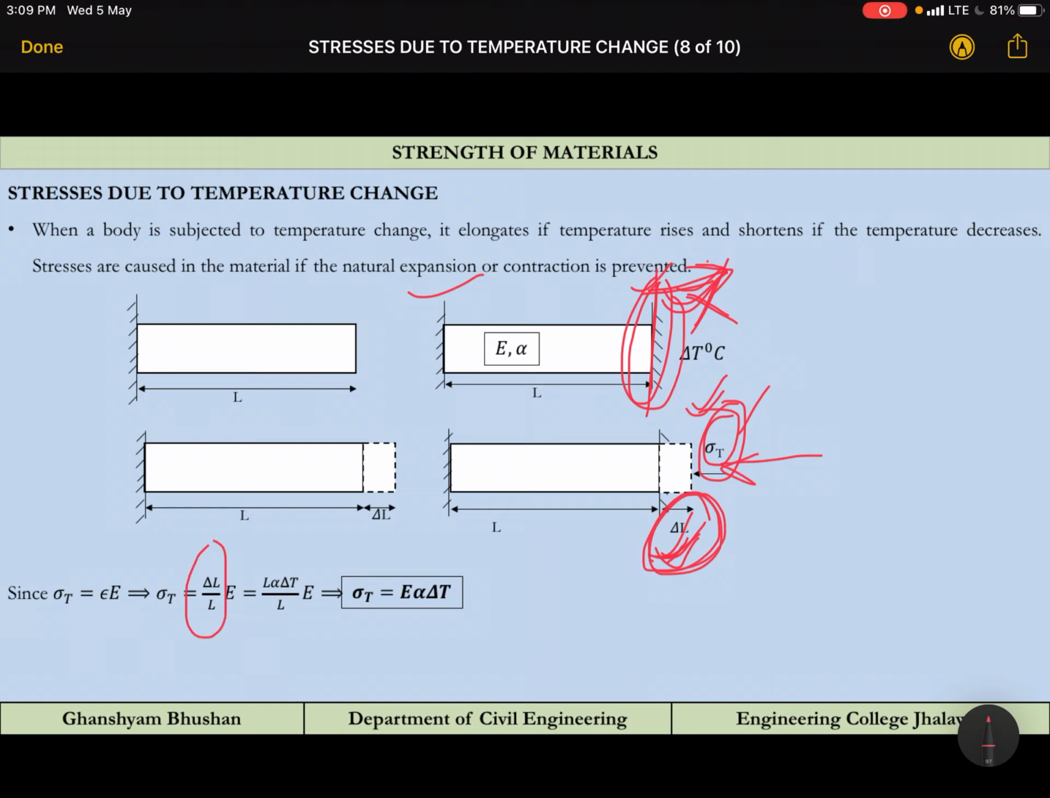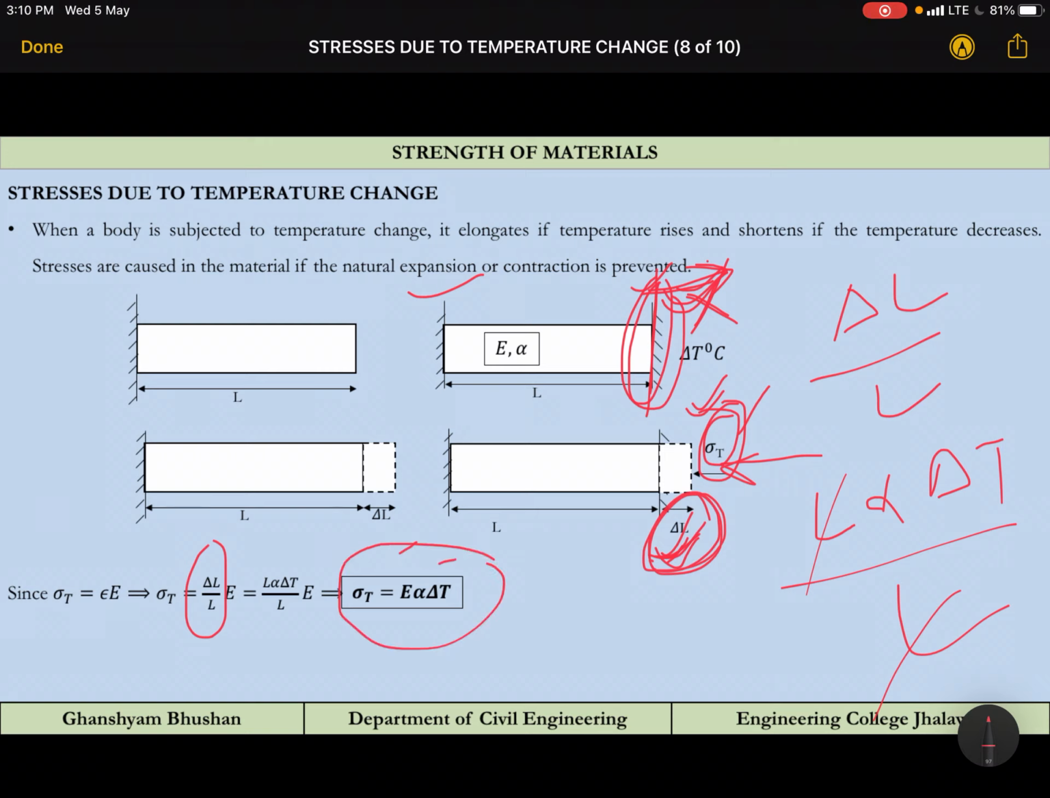Hence the stress will be delta L by L multiplied by E. So what is delta L upon L? Delta L is L alpha delta T upon L. So it is independent of length. Whatever length we are using, the stress comes out the same, E alpha delta T. It depends only upon the material property and the change in temperature.